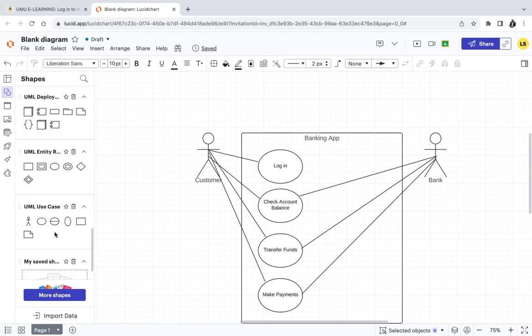So let us introduce the include relationships here for verify password. Then we can also create another one here, and create another one called display error message.